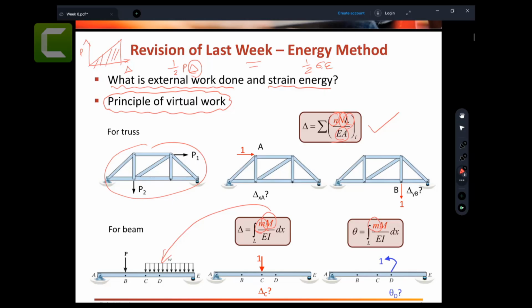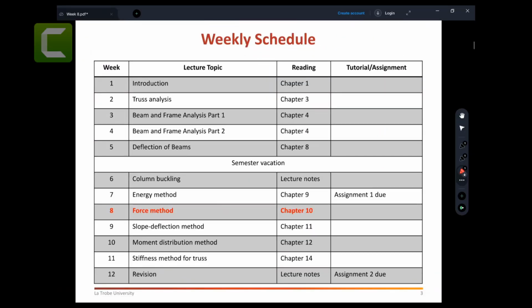Very simple methods, and based on these methods, you can take question 1 in your assignment 2. There are very simple beam questions that you can take. Hopefully, if you work on questions on that topic every week, you will be able to finish the assignment very smoothly. Now we are in week number 8, slowly approaching the end of the semester. More than 50% of the topics have been finished.